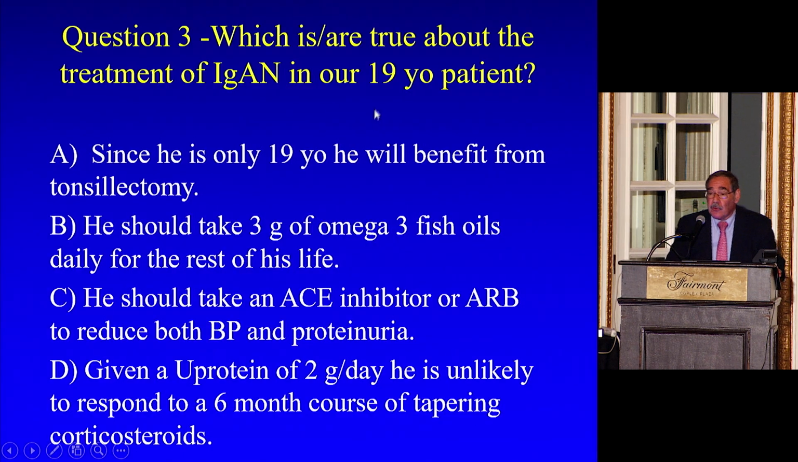So, which is true about the treatment of this patient? Since he's only 19 years old, he'll benefit from tonsillectomy. He should take 3 grams of omega-3 fish oils for the rest of his life. He should take an ACE inhibitor or ARB to reduce both blood pressure and proteinuria. Given a urinary protein of 2 grams a day, he is unlikely to respond to a 6-month course of tapering steroids. Okay, now think of what you would say here.